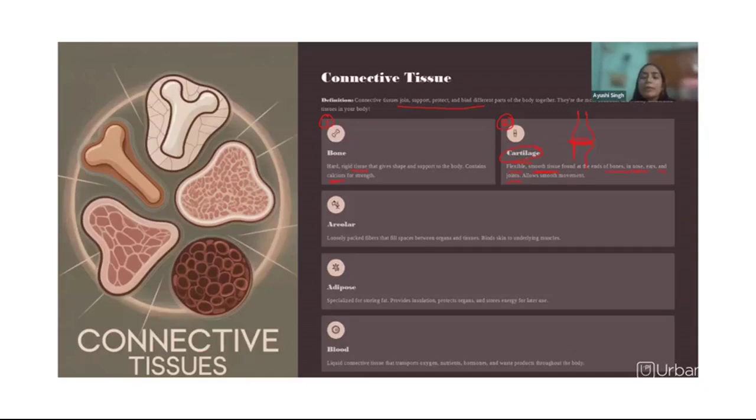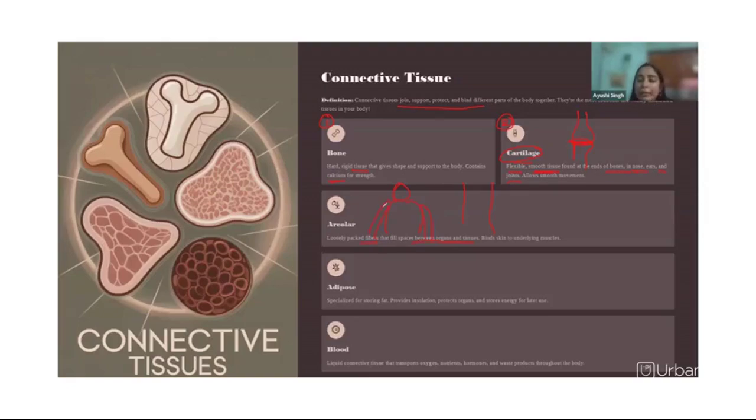Okay. Now coming to areolar. Areolar tissues are basically a kind of connective tissue that is loosely packed and fills the spaces between organs and tissues. So for example, let's talk about your whole body. This is your hand maybe, right? So your hand is here.